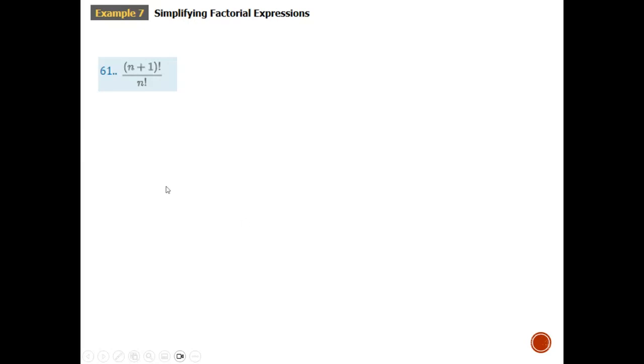But what if we have something like this, an n plus 1 factorial over an n factorial? So let's look at what this means and how we would simplify it. Looking at the definition, we know that n factorial is multiplying numbers from 1 all the way up to that number n, in consecutive order. So 1, 2, 3, 4, all the way to what n is. That's another way to expand and write n factorial.